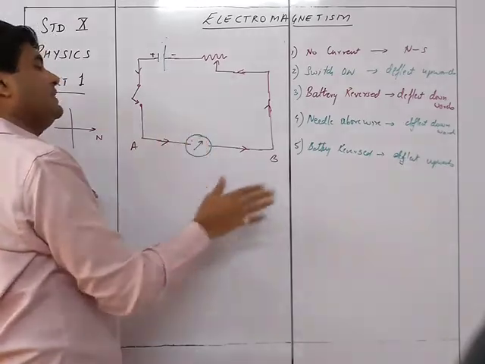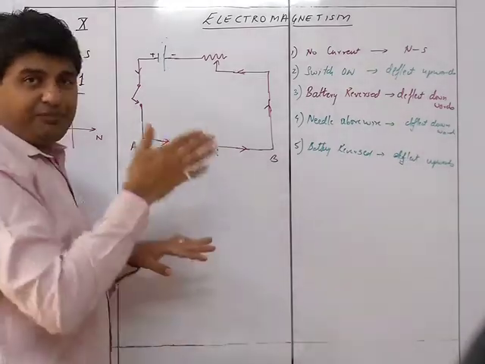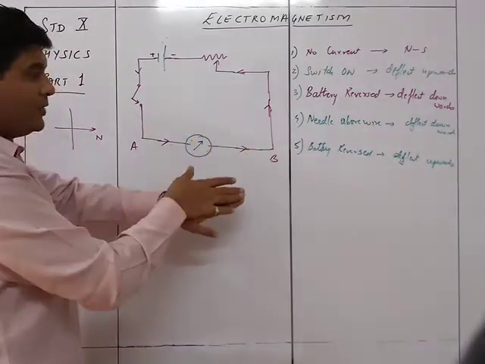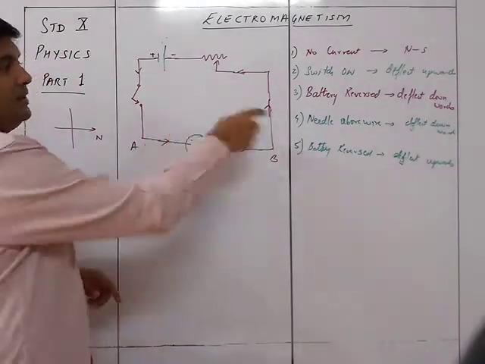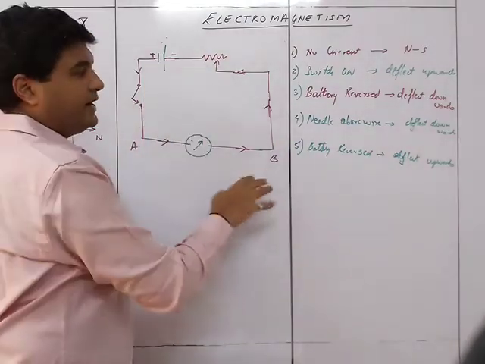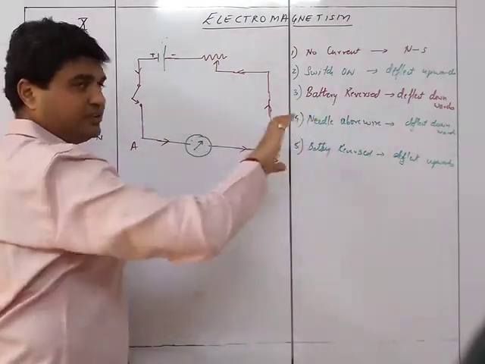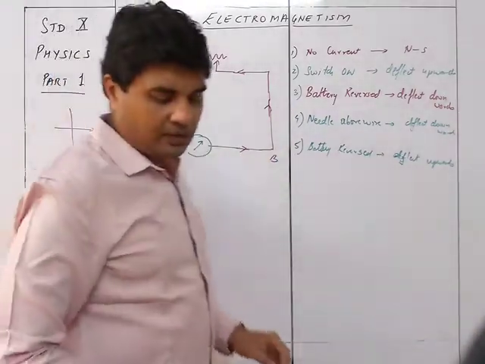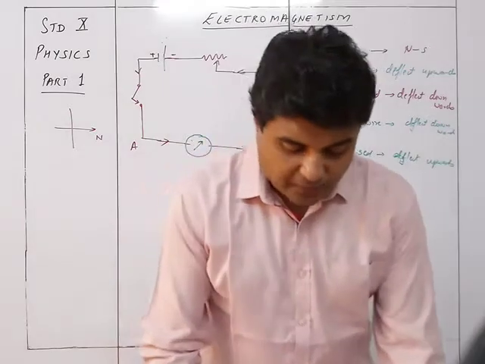Then I place the needle above the wire instead of below the wire. When I put it above the wire, I'll see that the deflection is opposite. Whenever I kept the normal positive and negative, instead of going upwards, it is going downwards. And when I change the battery, it is going upwards. So this is what was done in the experiment.